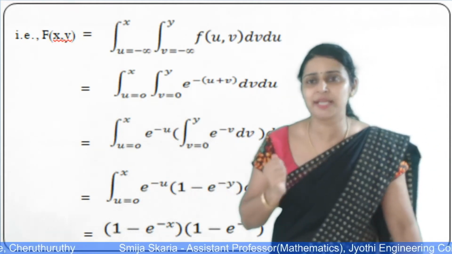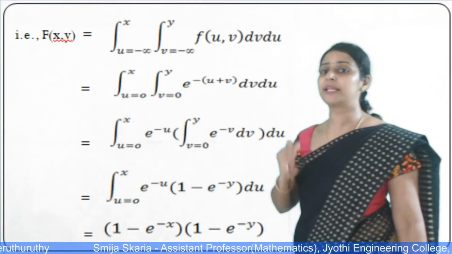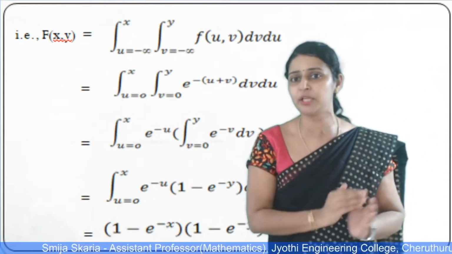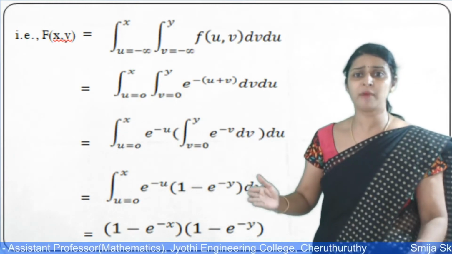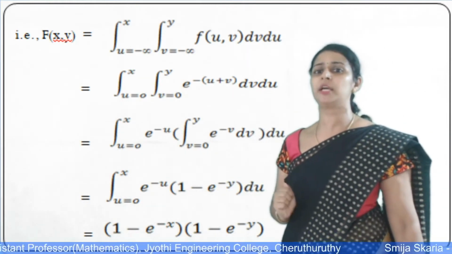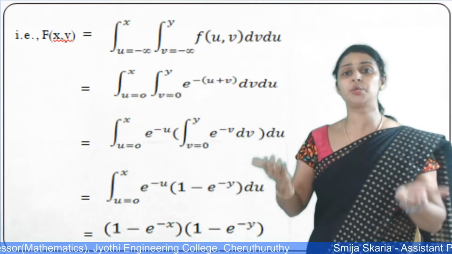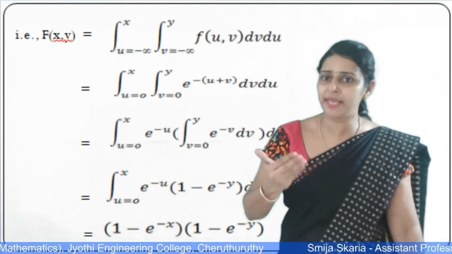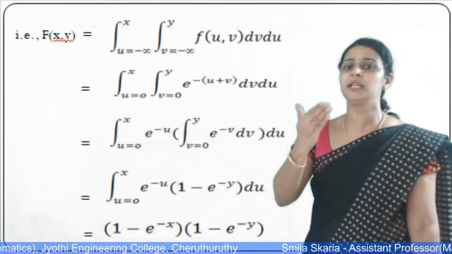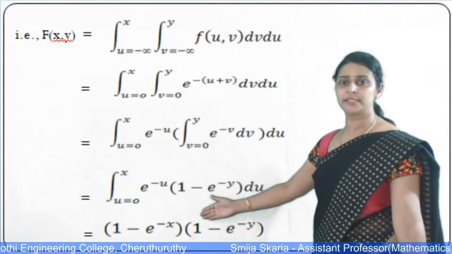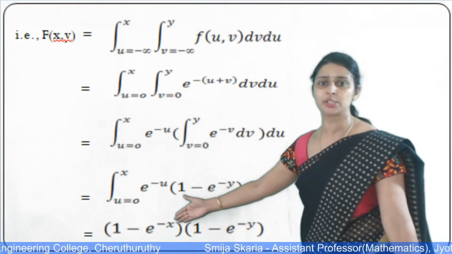Now we have to integrate with respect to u. When we integrate with respect to u, we take 1 minus e raised to minus y outside because that is independent of u. The integral of e raised to minus u, as in the case of e raised to minus v, is e raised to minus u divided by minus 1. Applying the limits in the same manner, we get the integral value as 1 minus e raised to minus x.